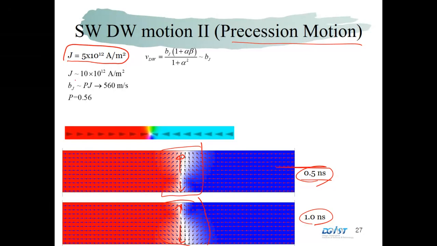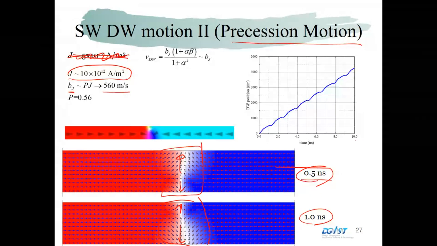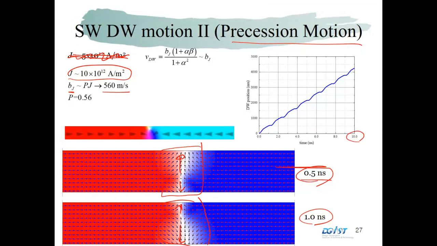Sorry, maybe this is the correct one. Sorry, this is incorrect. So the corresponding velocity is 560 meter per sec, and this is the result. We simulate the 10 nanosec and the position vector.